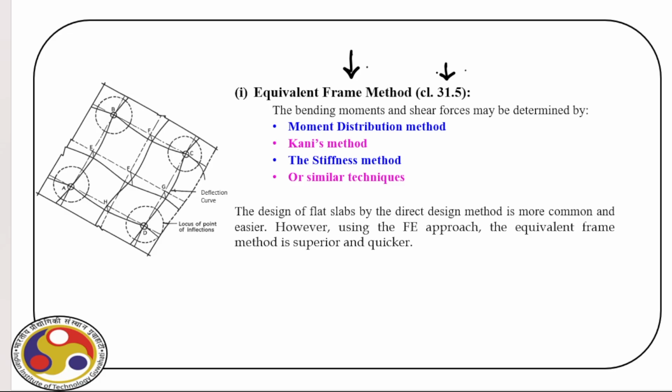Recall, the previous one was the direct method and then the equivalent frame method, and there we have different options for analysis. These are familiar to you. You have already done these analyses in your analysis course. So you can go for moment distribution, then Kani's method or stiffness method or similar techniques, right? Out of that, these days we have finite element analysis. So we always develop an FE model of the structure, and then using that we can go for a direct method of analysis and find out the appropriate moments acting at different locations of the different strips.